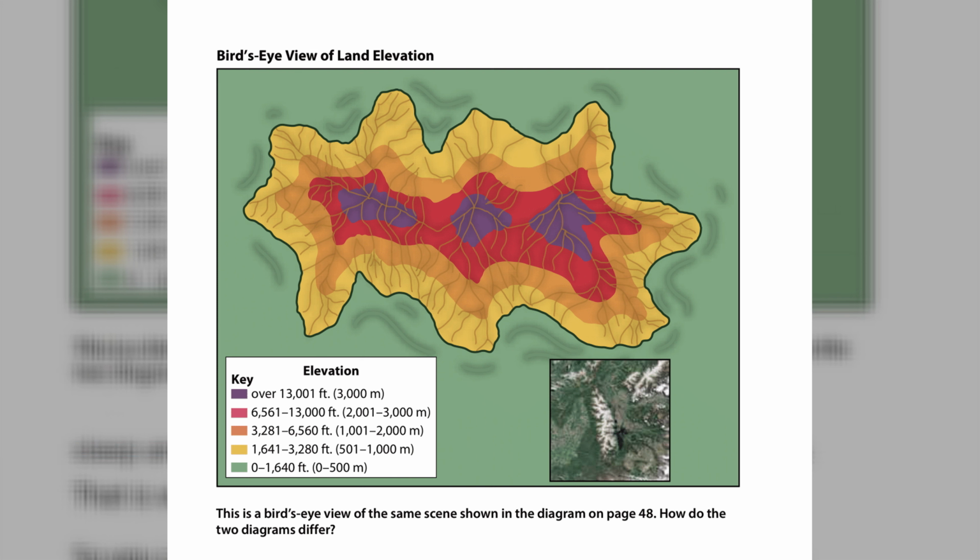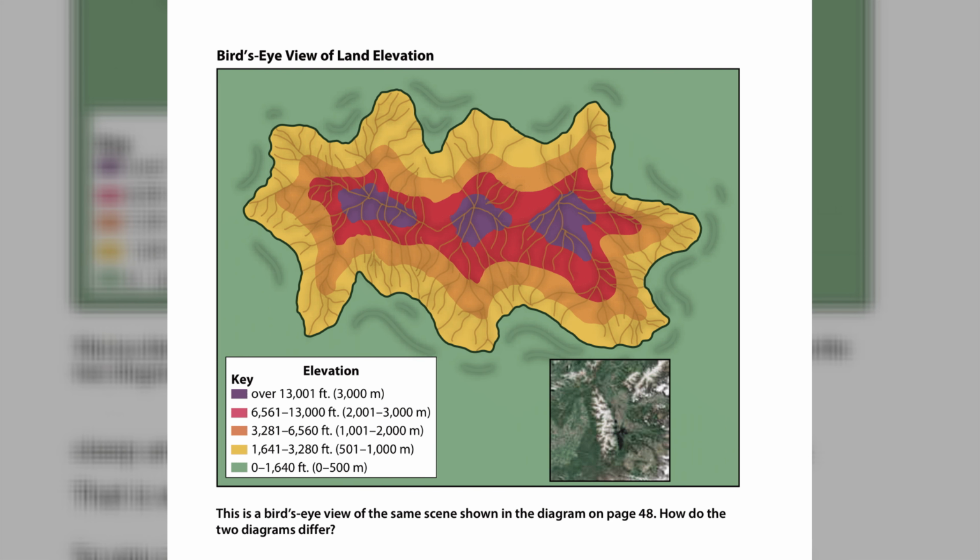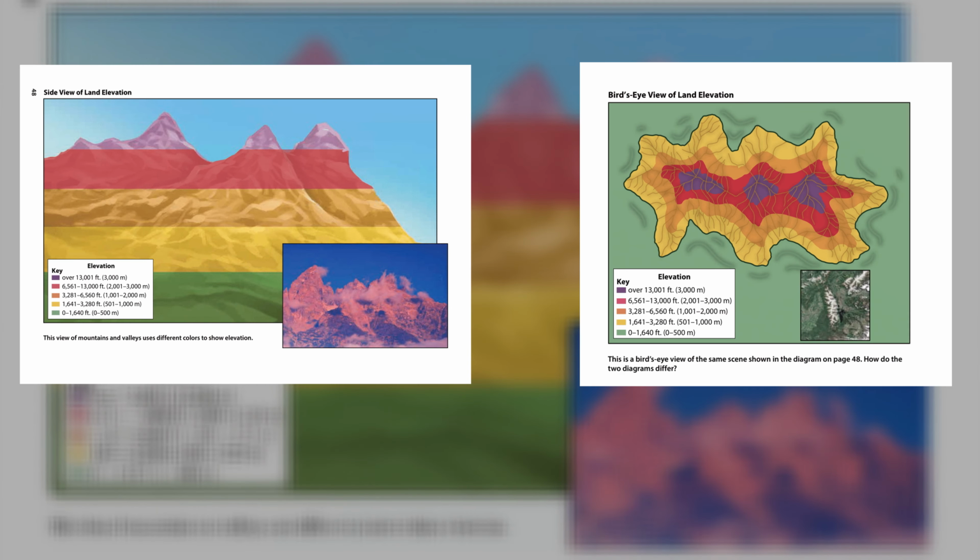Now look at the part of the mountain that is colored red. How high is this part of the mountain? You can learn useful information by looking at an elevation map. For example, suppose you want to get the best view of the surrounding land. Where would you go? You would climb one of the peaks, of course.